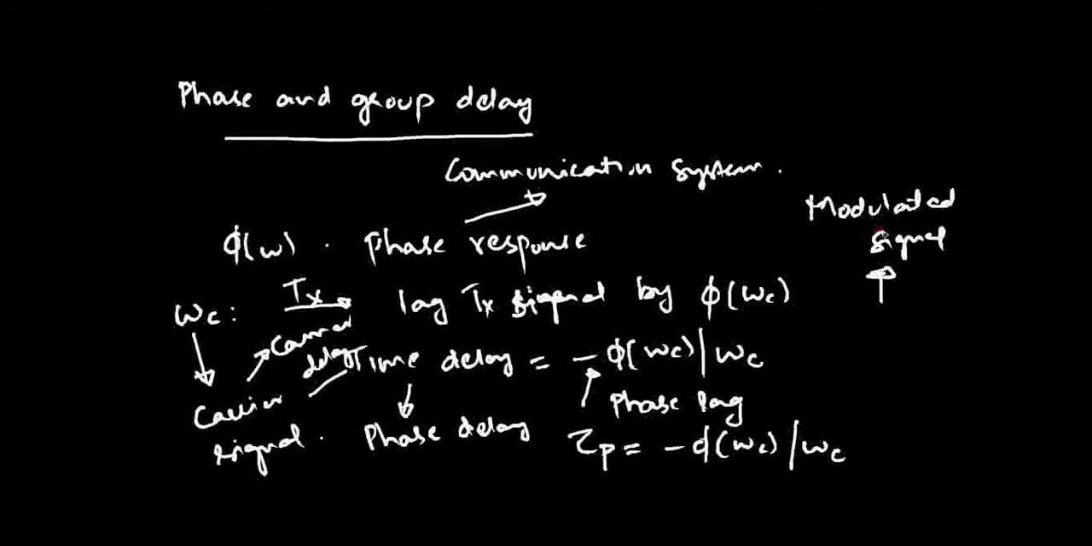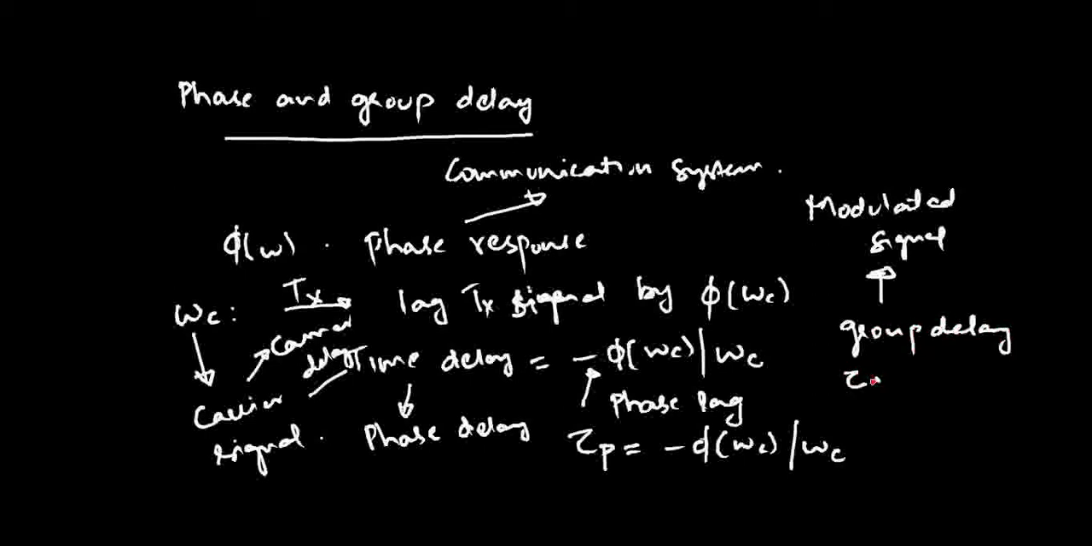And where is this message signal? For example, if you take amplitude modulation, the envelope of the modulated signal is nothing but the message signal. So the time delay incurred by the message signal, that is the envelope of the modulated signal, is given by a delay called group delay.